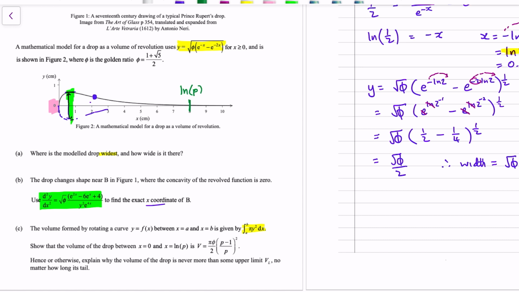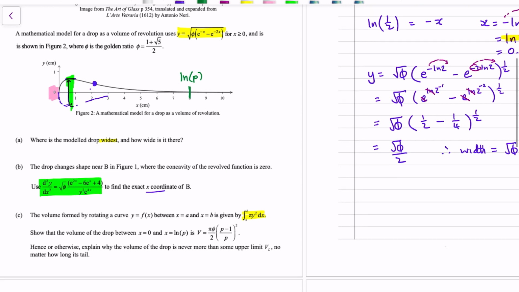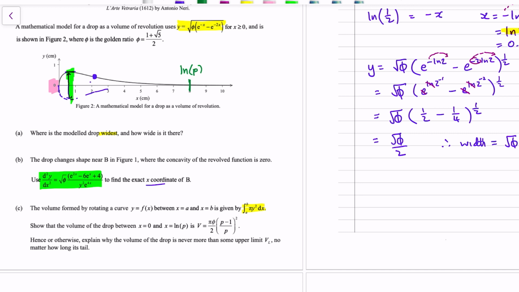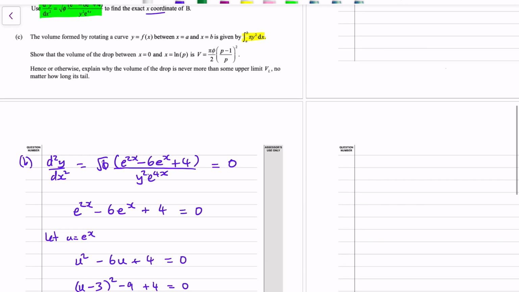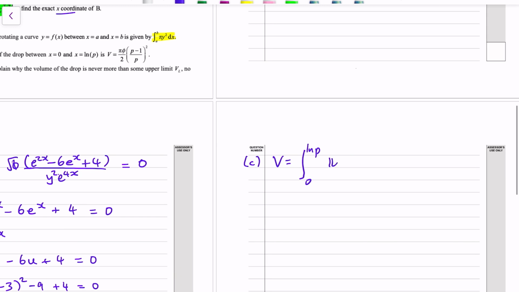But the reason the upper limit is ln p is that they've chosen it because of the e part, and the fact that e and ln are inverse functions, so it tidies up and makes it a really nice expression. So to find the volume, we're integrating between 0 and ln p, pi y squared dx.